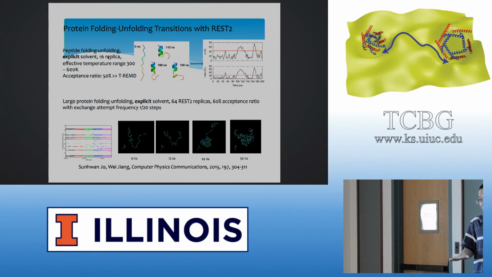For temperature replica exchange, it doesn't work at all. For accelerated MD, we also tried, it doesn't work. So then we tried REST2. In this case, because the protein is too big, we set 64 REST2 replicas, and we get over 60% acceptance ratio. For general replica exchange applications, a 60% acceptance ratio is very high. Actually, in practice, we don't need such a high acceptance ratio. Maybe 30% is good enough.